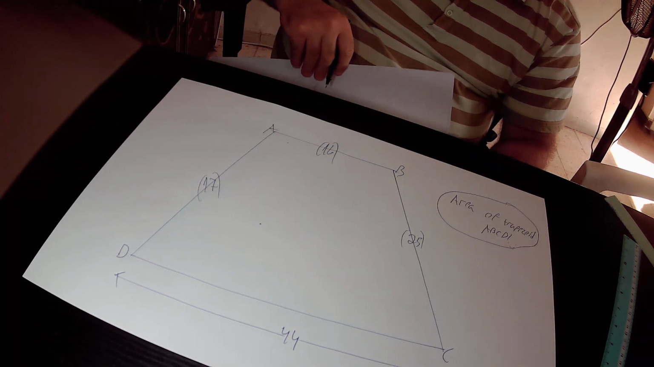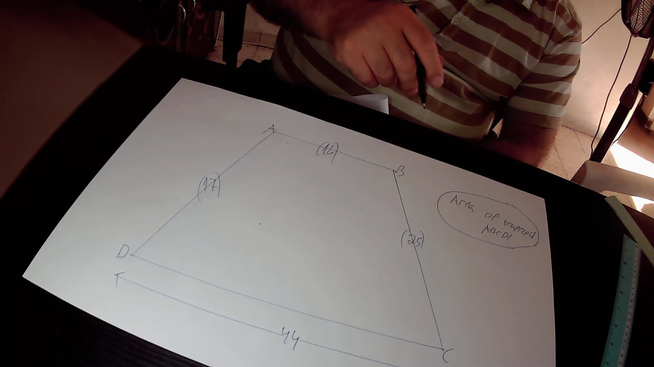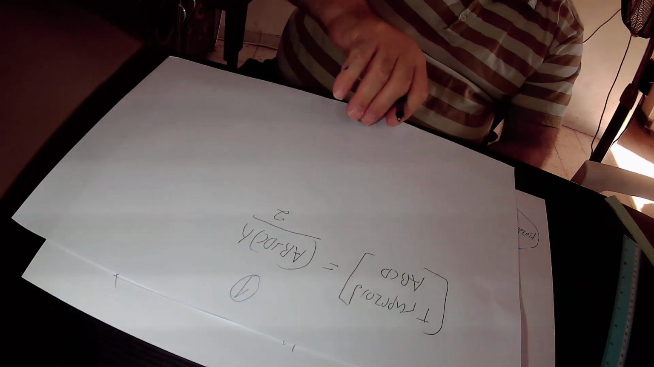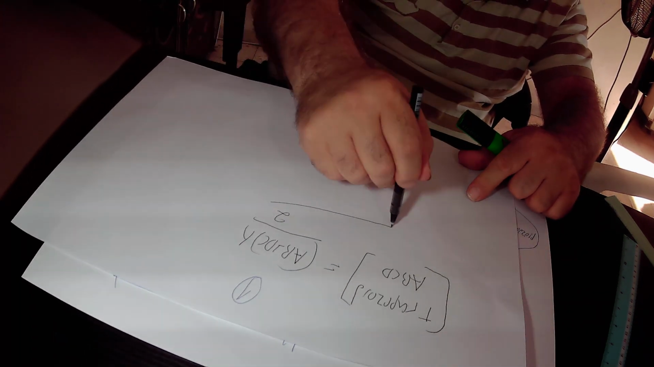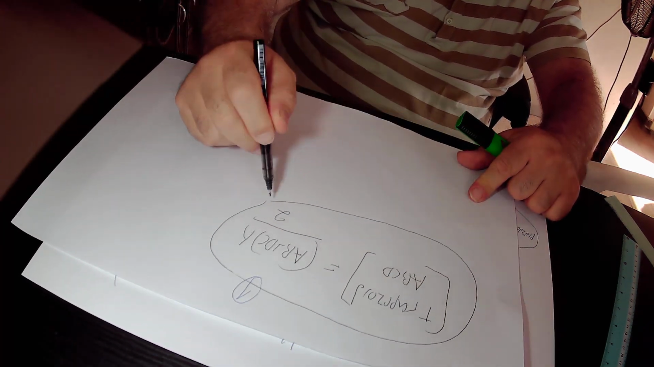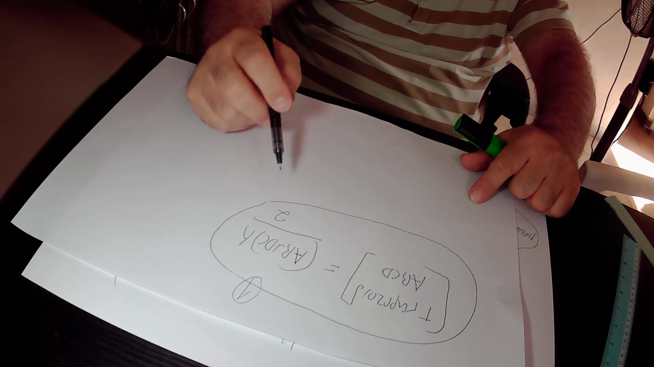And the height must create 90 degrees with the two bases AB and DC. So the area of trapezoid ABCD is equal to the sum of its two parallel bases, this is AB plus DC, times the height over 2.